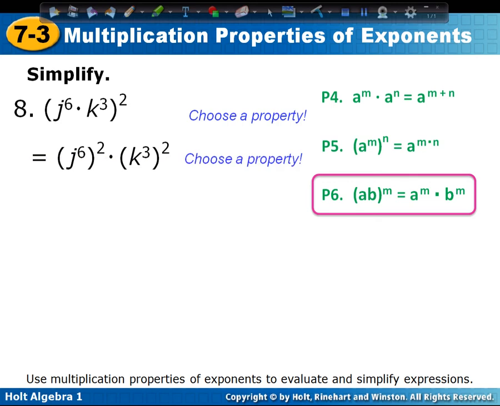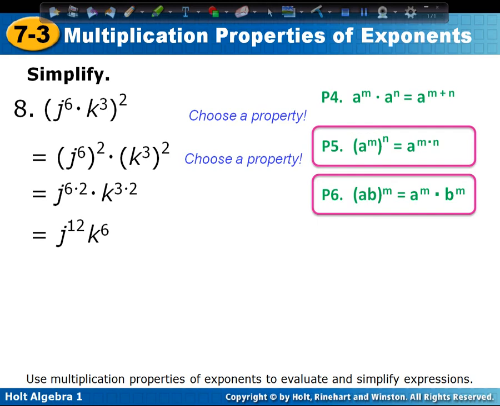Now we're going to choose another property. When we have a power raised to a power, we apply property number 5. That equals j to the 6 times 2 and k to the 3 times 2. We multiply that out, which gives us j to the 12, k to the 6. Go ahead and get that down in the work before you move forward.